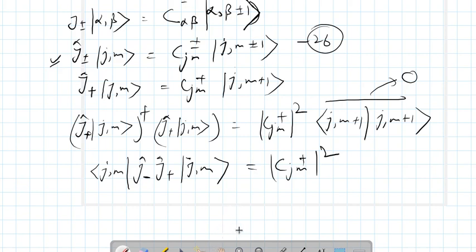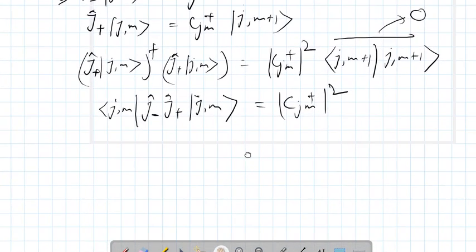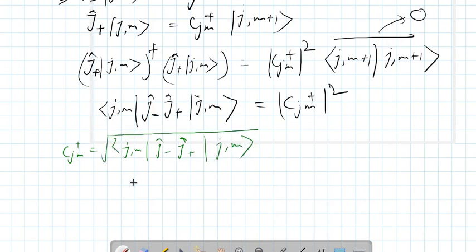So that means, using this, I can write down C_jm plus is equal to the square root of this quantity, <j m| J minus J plus |j m>, under the root, and let me substitute its value.